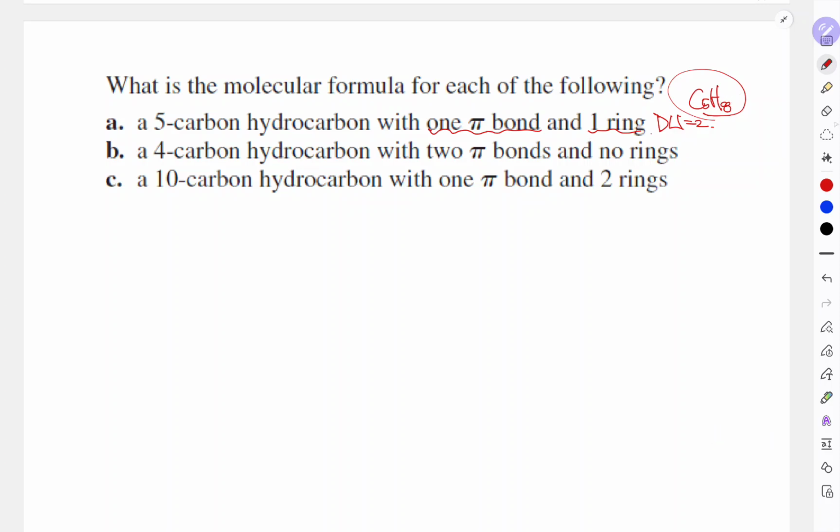You can do the same thing for B and C. So what we should do is compute the DU with the given information. You have 2 pi bonds, no ring, so DU has to be 2. What about C? You have 1 pi bond and 2 rings, so DU has to be 3. In this case, you then deduct 6 hydrogen from the saturated case, so 10 carbon, the saturated case has to be this. Then you have to deduct 6 from this. This will give you C10, hydrogen 16.